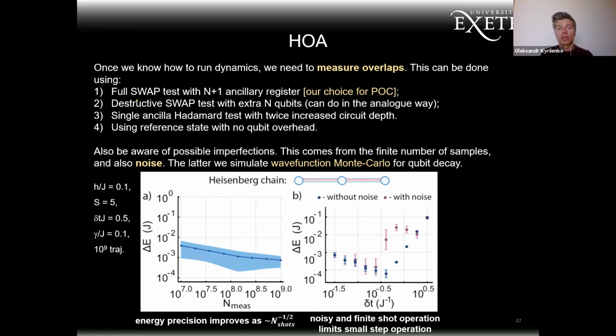For this, we have used a full swap test just for simplicity, but we could also do destructive swap test or Hadamard test. So you know that there are a few options, but scaling will be the same. So we use a full swap. And we see that for higher precision, you need to increase the number of shots, and precision improves approximately like the inverse of the square root of the number of shots. That's one consideration. But second is the influence of noise.